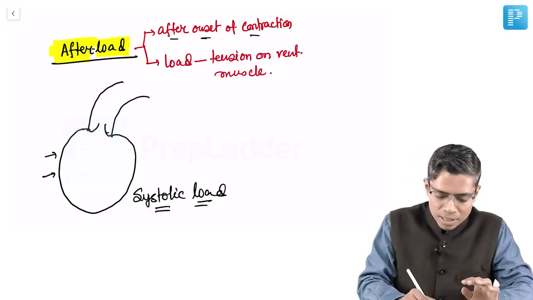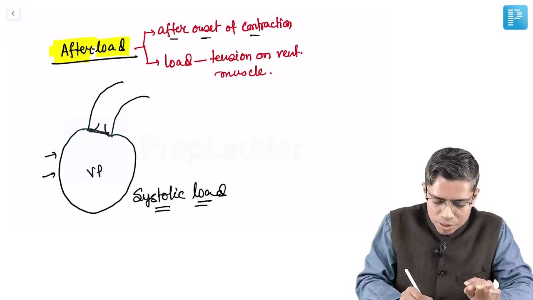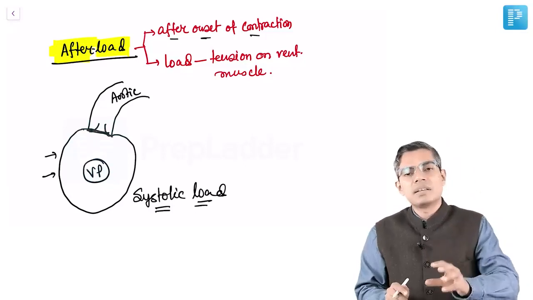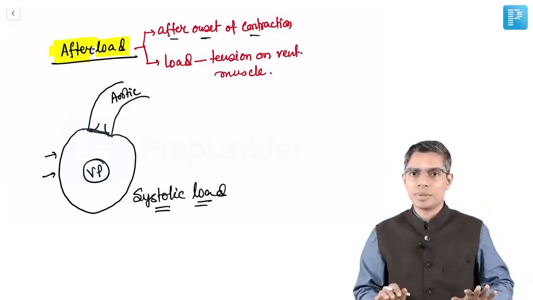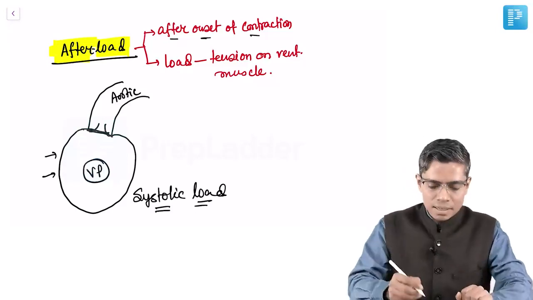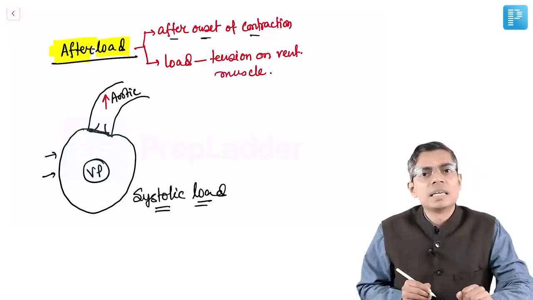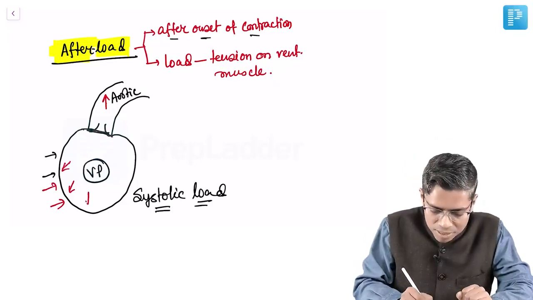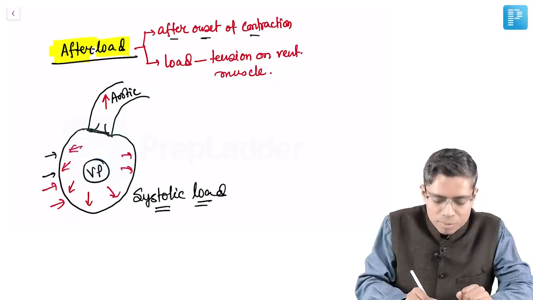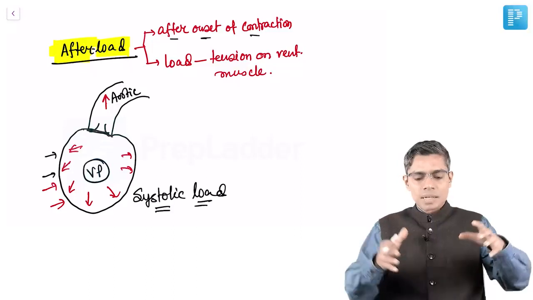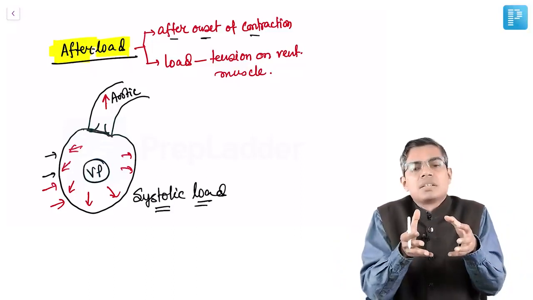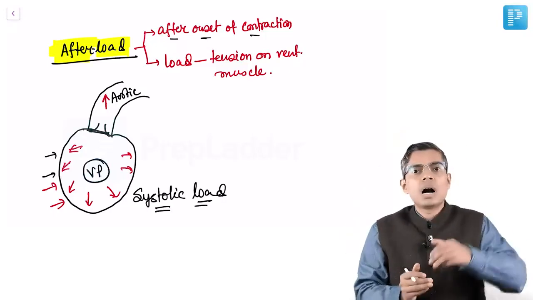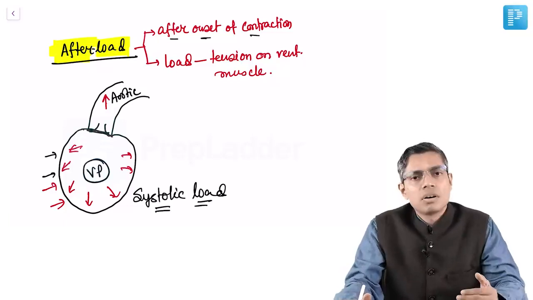To open up this semilunar valve, I told you that the ventricular pressure should be greater than that of the aortic pressure, or if it is the right ventricle, ventricular pressure should be greater than pulmonary artery pressure. So if the aortic pressure is high, then the ventricle has to generate more pressure. If the ventricle is generating more pressure, obviously the tension developed on this ventricular muscle will be more. That means whenever the ventricle has started its contraction, the load or tension developed on this ventricular muscle is directly proportionate to the aortic pressure or aortic tension or aortic load.